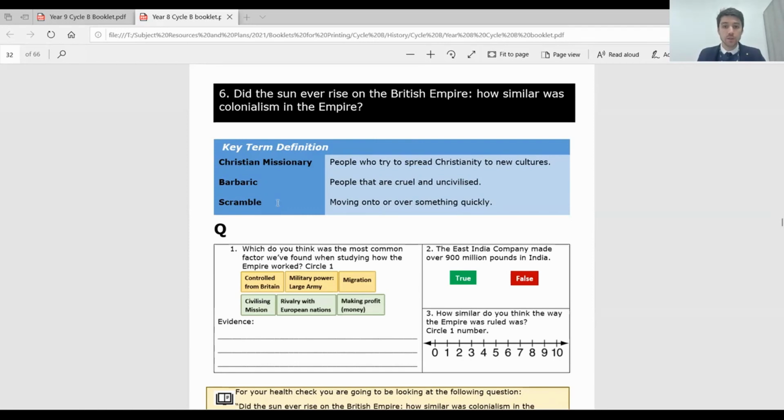Excellent. Once you've done that, you're going to move on to the Quiz It and answer questions 1, 2, and 3. In question 1, you don't just need to circle which one you think was the common factor. You also need to give a piece of evidence, a fact, to prove why you think that was the most common one in all of the British colonies we've studied. So that's India, Ireland, Australia, the Caribbean, and Africa. Pause the video, complete the Quiz It now.